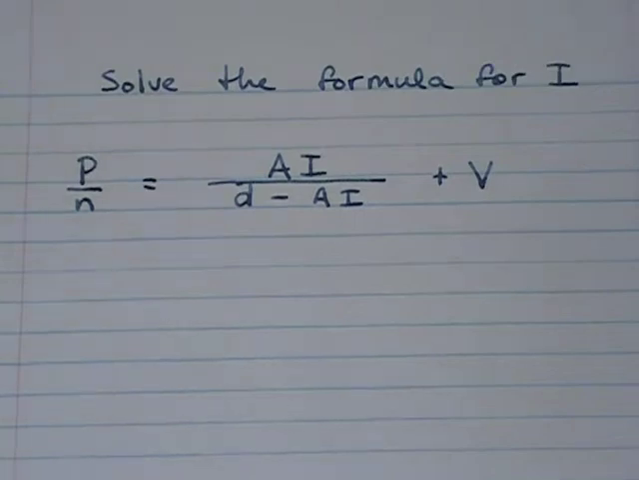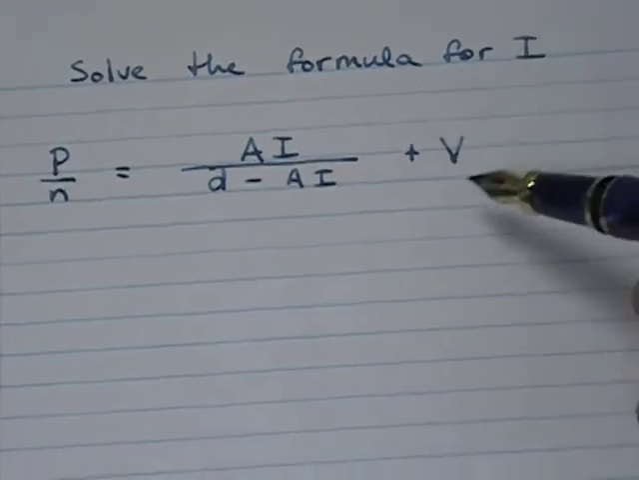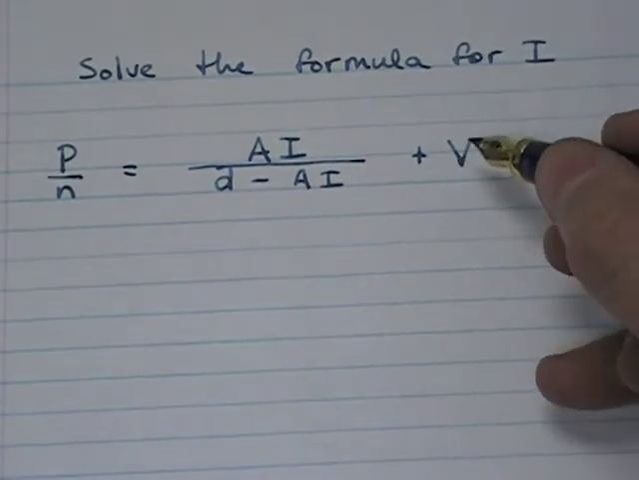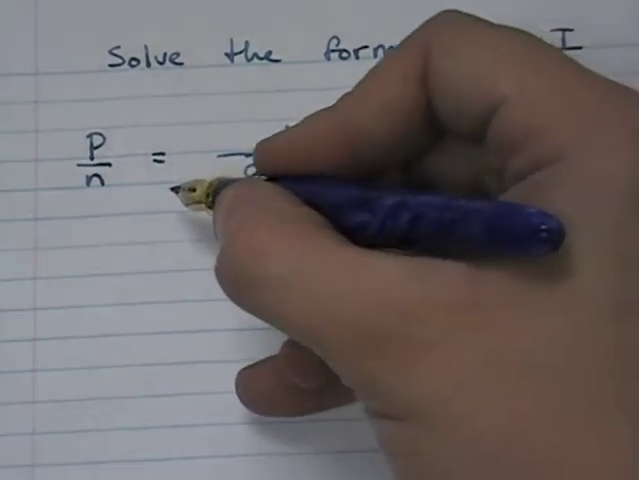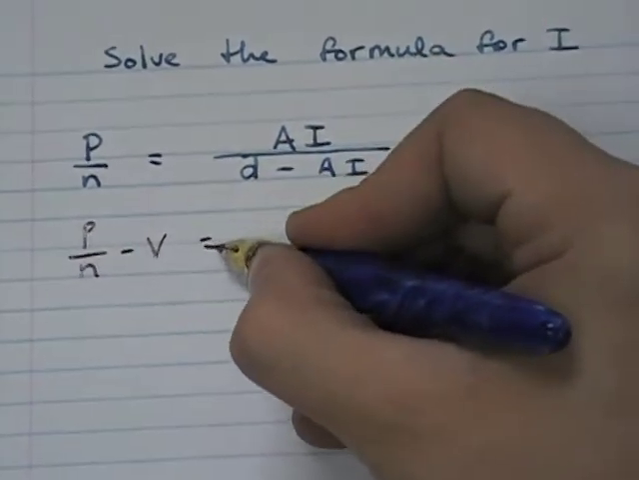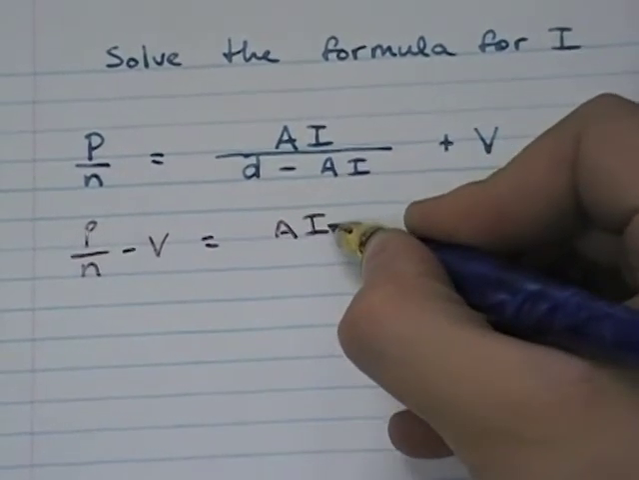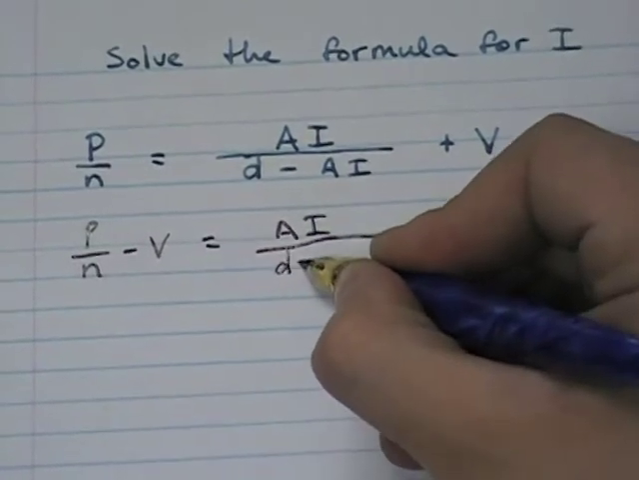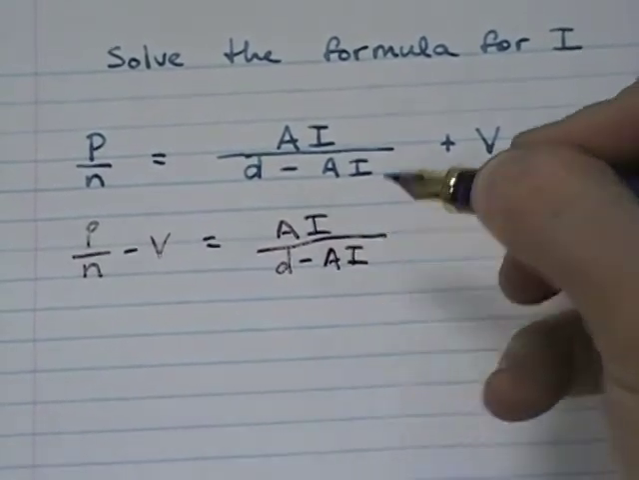Hello folks, today we've been asked to solve the formula below for the variable I. And this is probably as difficult as they come. If you can do this, I think you've got this beaten. The first thing we want to do is we've got an addition here. We want to get rid of this addition. So I'm going to subtract v from both sides. So I end up with p over n minus v equals ai over d minus ai.